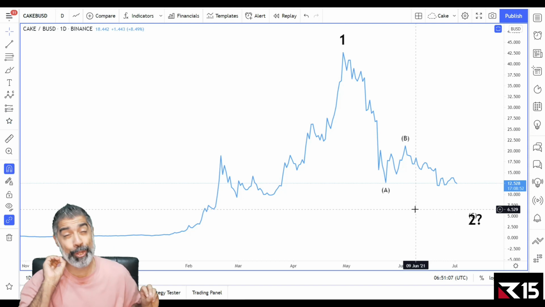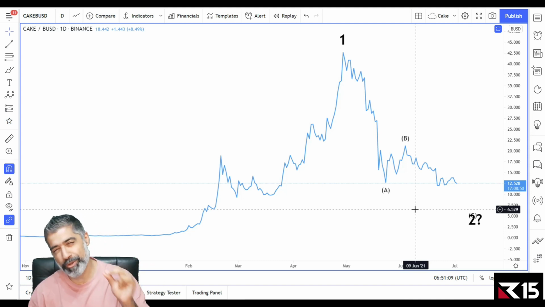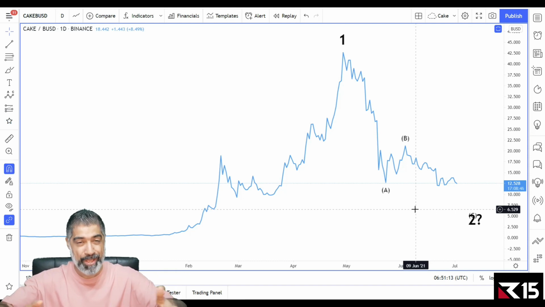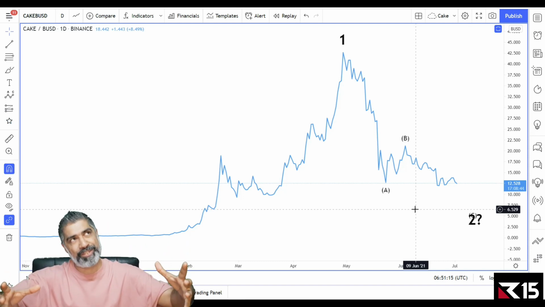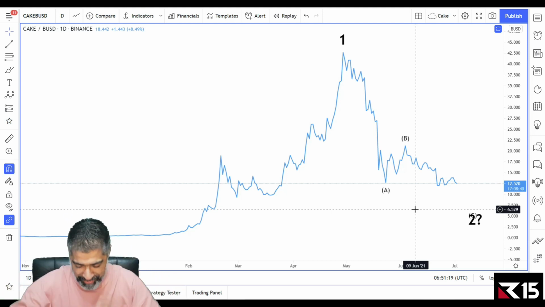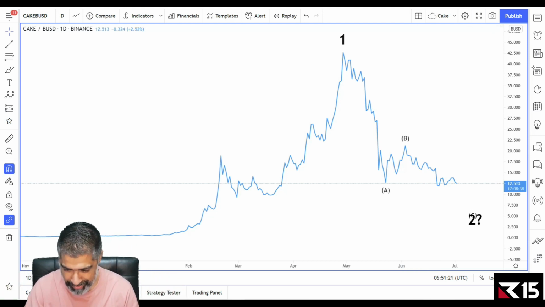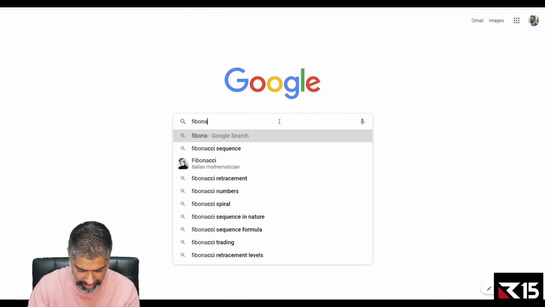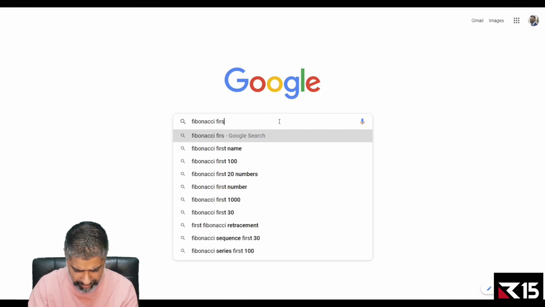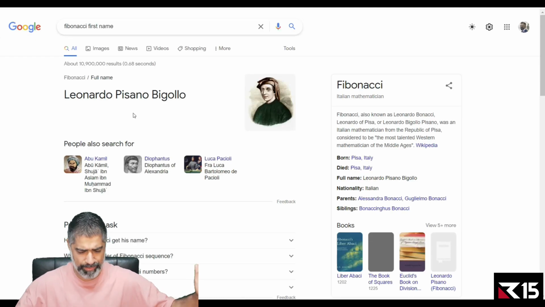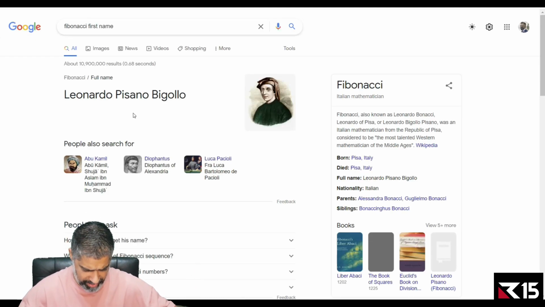Price based on the golden mean, Fibonacci 1.618. What the heck is 1.618? Well, Leonardo, I don't even know his first name. Mr. Fibonacci. I need to find out his first name. Should we find out his first name? Let's find out his first name. I digress, but I need to know this. Fibonacci, first name. Okay, what's his first name? It was Leonardo. Is that right?